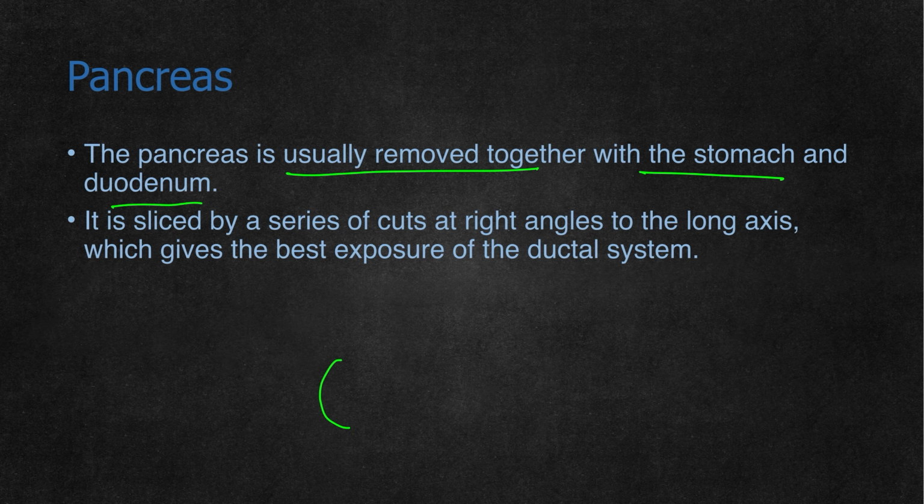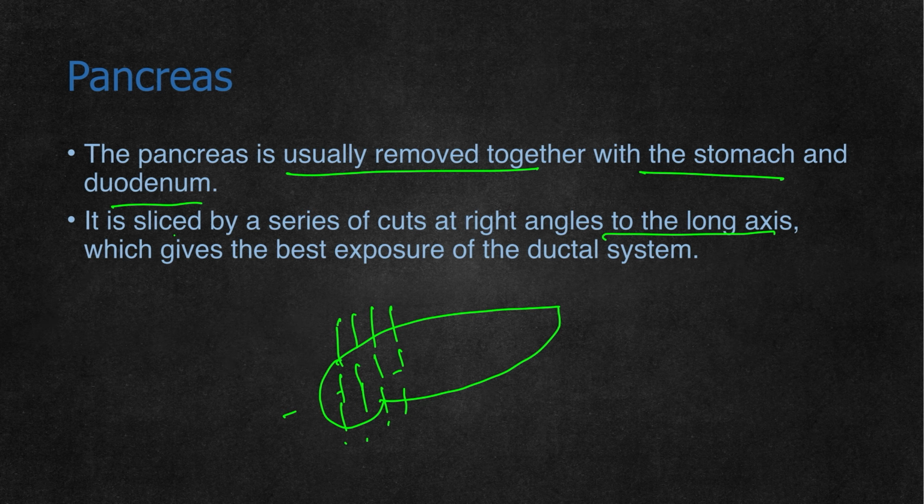Then the pancreas is usually removed together with the stomach and duodenum. It has to be examined. It is sliced by a series of cut sections at right angles to the long axis. Most organs are dissected along the long axis, but the pancreas is sectioned perpendicular to its long axis. This gives the best exposure to the ductal system of the pancreas, so that it can be examined properly.